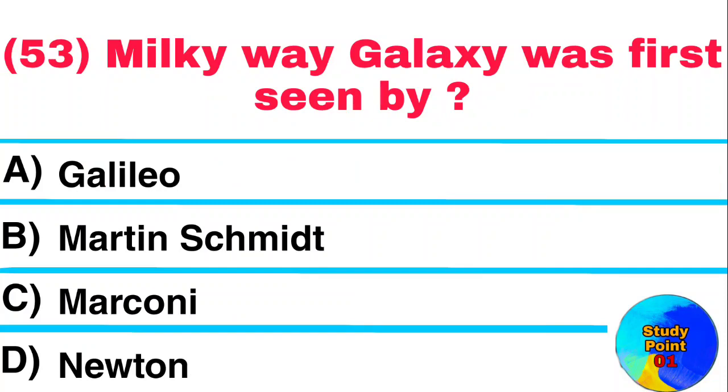Question. Milky Way galaxy was first seen by A. Galileo, B. Martin Schmidt, C. Marconi, D. Newton. Answer. Galileo.